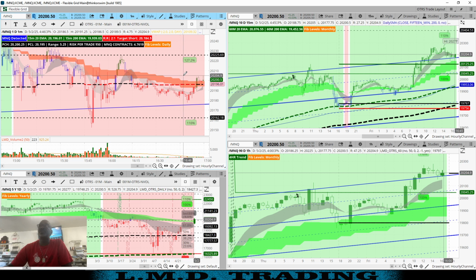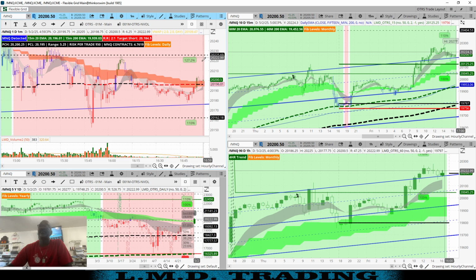If price gets over 20205 and holds, I look for the market to make this move back up to the 127 level. If the market opens and it opens lower, if it opens below 20190, I would expect the market to come back down.